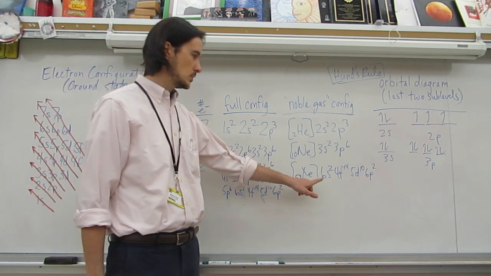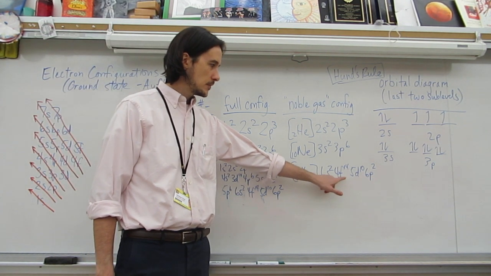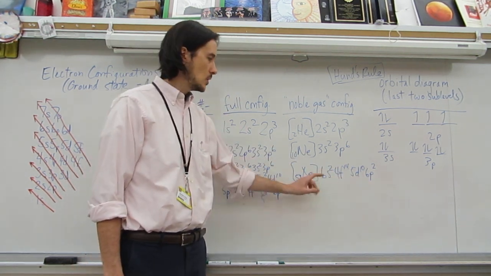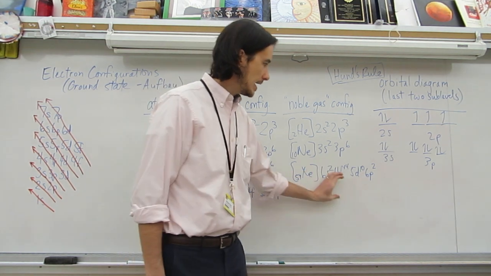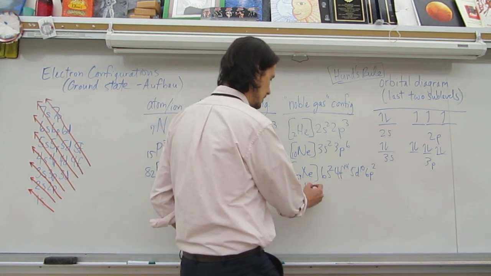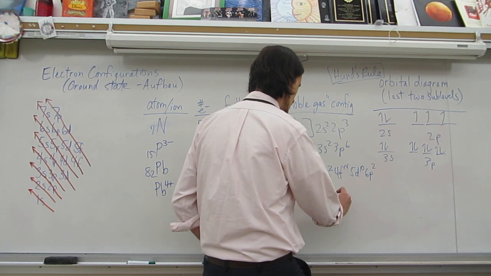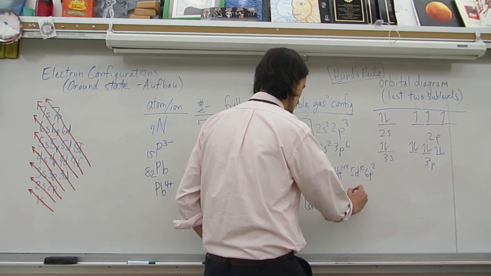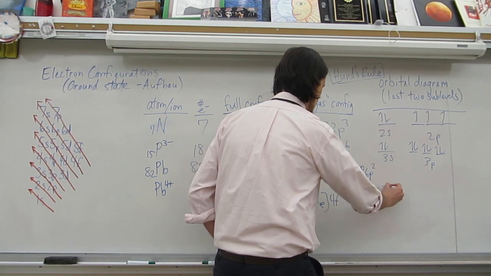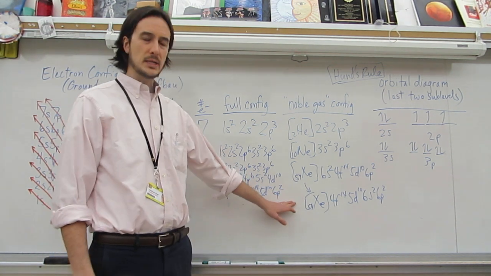Now, something that you want to do with this, when you write an electron configuration that has this 4f and 5d in between the energy level 6 electrons, what you want to do is take this 6s and scoot it over here next to the 6p. So do that. So this looks a little better.